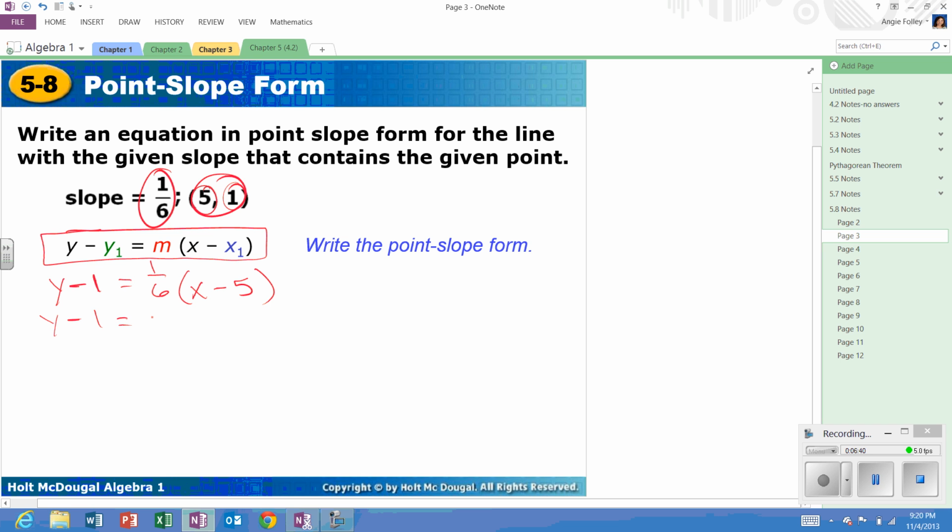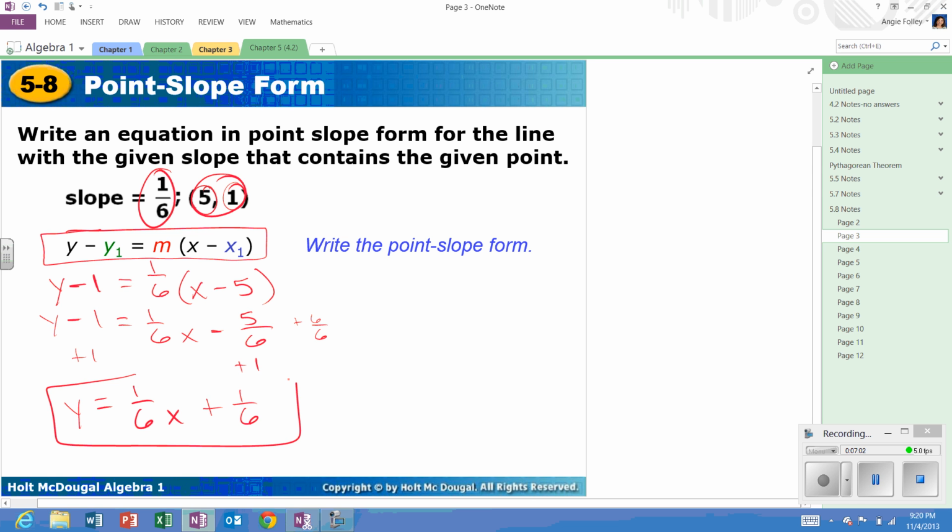So now I'm going to distribute this 1/6 throughout. And then I'm going to add 1 to both sides. And y is equal to 1/6 x. Now if I add 1, that's like adding 6 over 6. So that comes out to minus 5/6 plus 6 over 6. That's going to come out to 1/6. So I got all the way to the slope-intercept form of an equation just by having that point slope form.